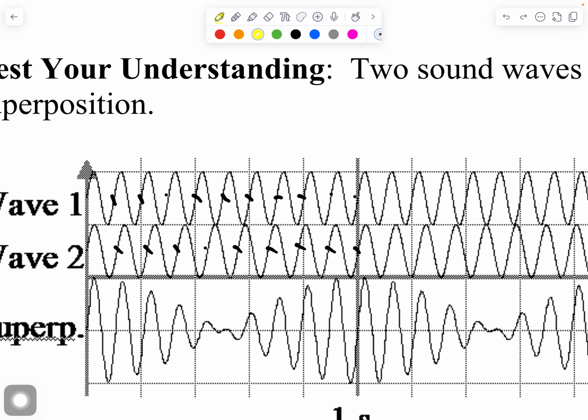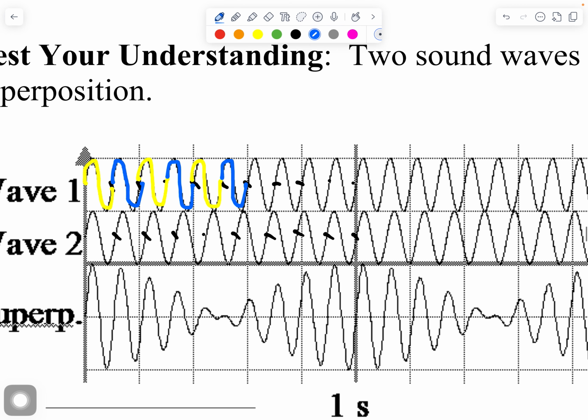So for instance, this would be 1 cycle. This would be 2 cycles. This would be 3 cycles. You see the pattern now. 4 cycles, 5, and 6. So I just alternated between yellow and blue, to make them easy to stand out. But I counted 6 cycles.